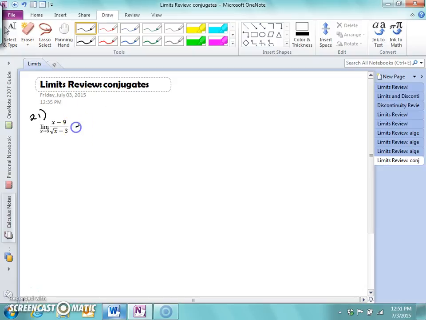Notice what happens if I try to use direct substitution, which is always the first thing that I should do. So I'm plugging 9 in for every x, and I end up with 0 over 0. So this does not mean that there's a vertical asymptote there. This means that there is a hole in the function. Now some of you might be wondering, how am I going to factor the numerator and the denominator and cancel? I'm going to show you how to do that after I show you conjugates.